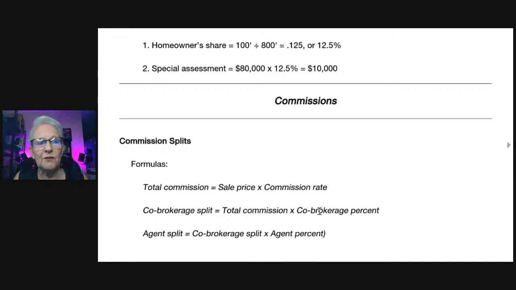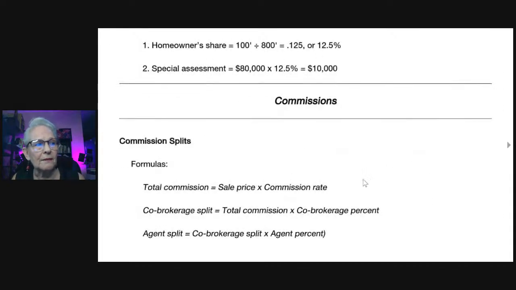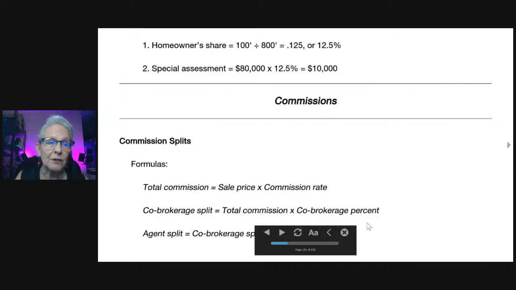So of that 30,000, the brokerage gets 10%, right? Which is 3,000. The remainder is 27,000. 90% of 30 is 27,000. So brokerage split equals co-brokerage split minus agent split. Agent split, co-brokerage split times agent split.